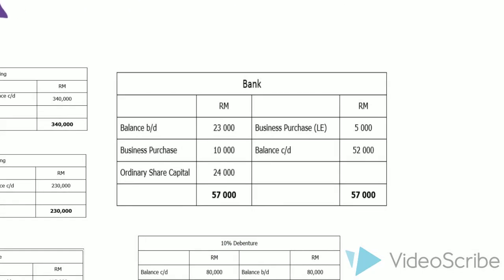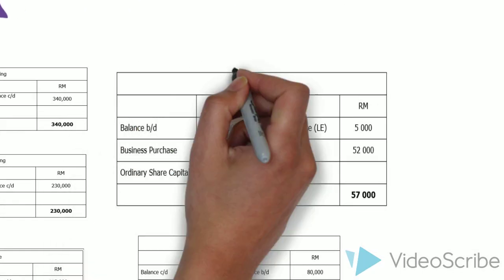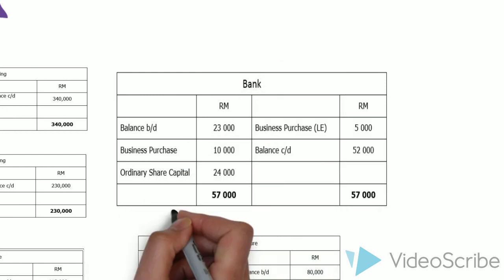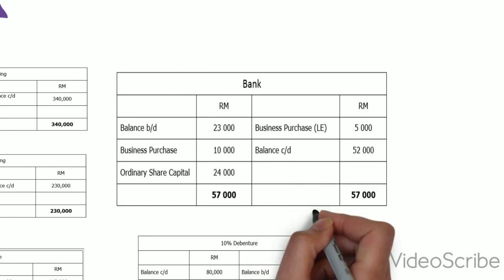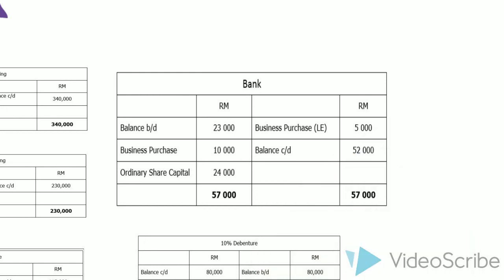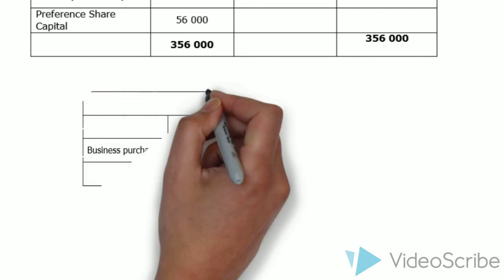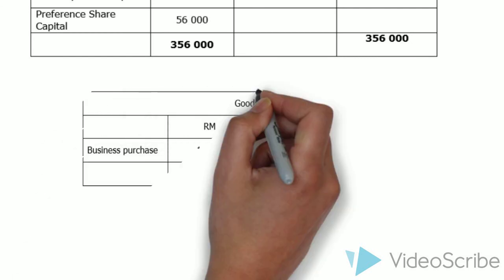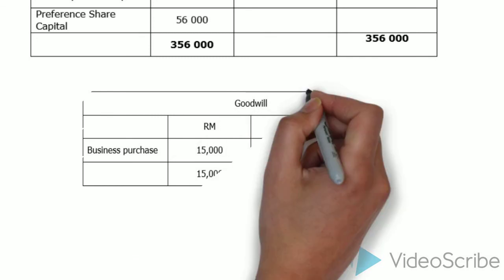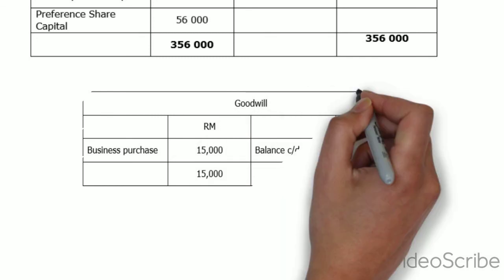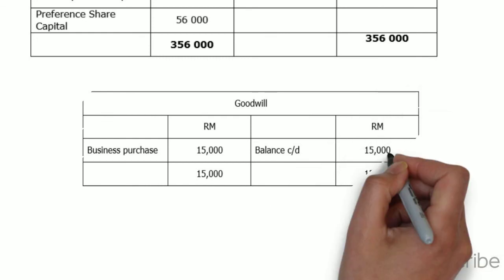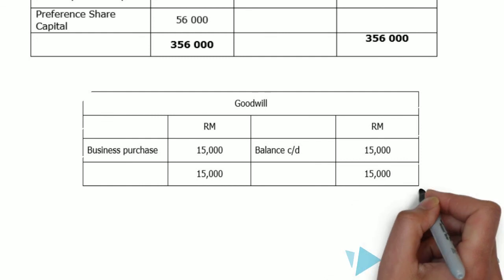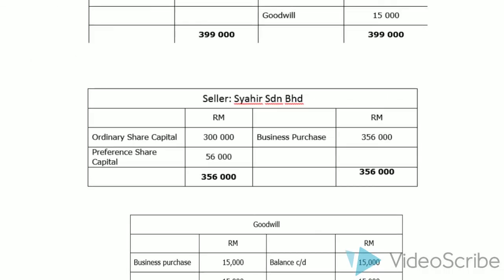Thirdly, liquidation expenses should be recorded by Shahira Sundaram Berhad as she agreed to pay for it. Rm 5,000 should be debited to business purchase account and credited to bank. Then, record the goodwill transferred through absorption. For Shahira Sundaram Berhad, which has no existing goodwill account, she must open a goodwill account to record this transaction. Rm 15,000 should be debited in a goodwill account and credit the business purchase account.